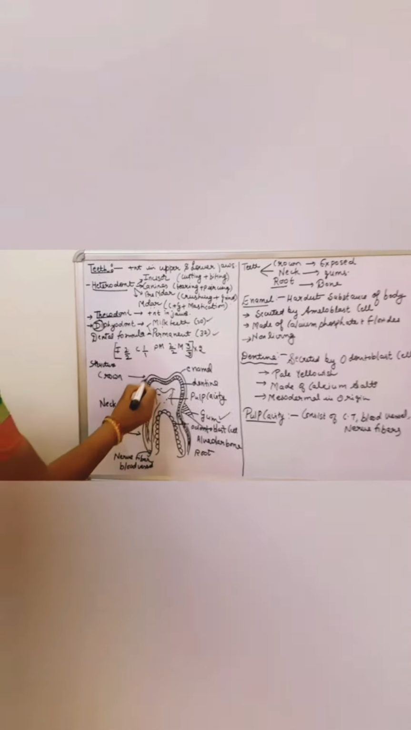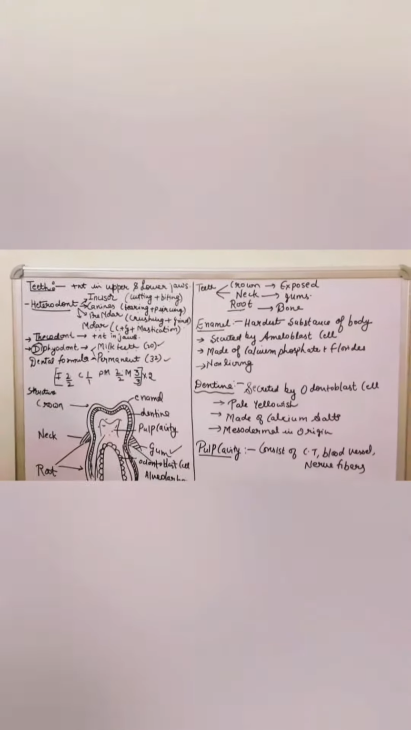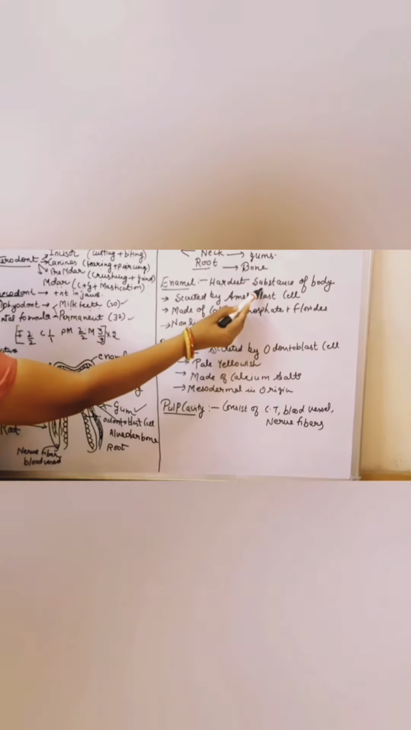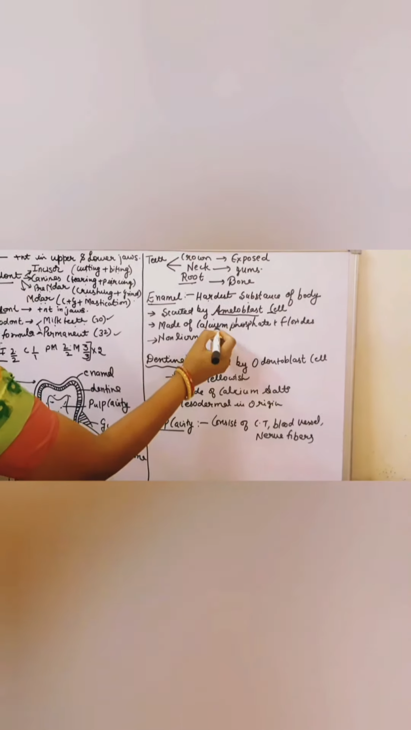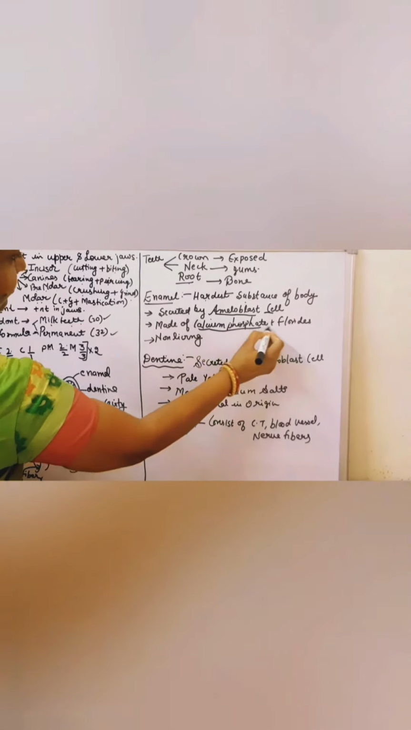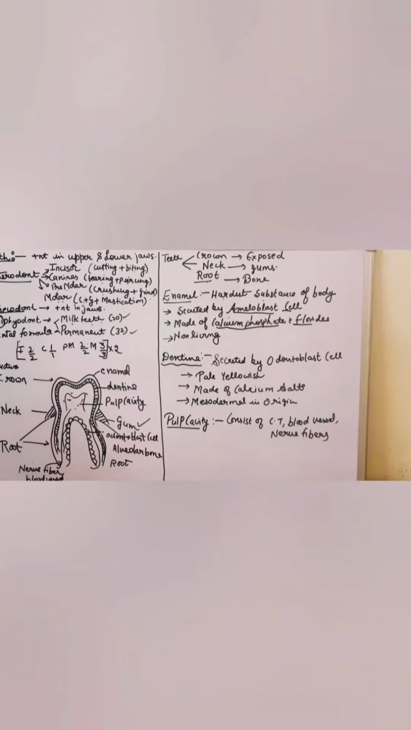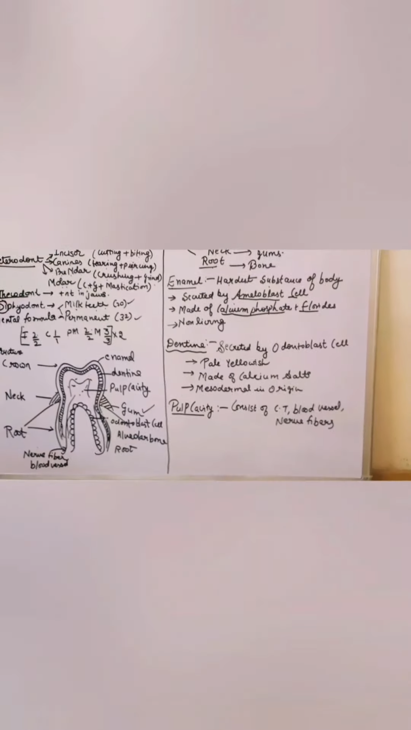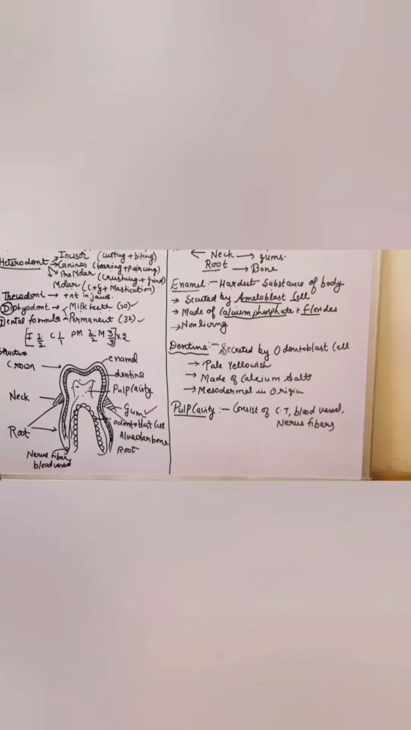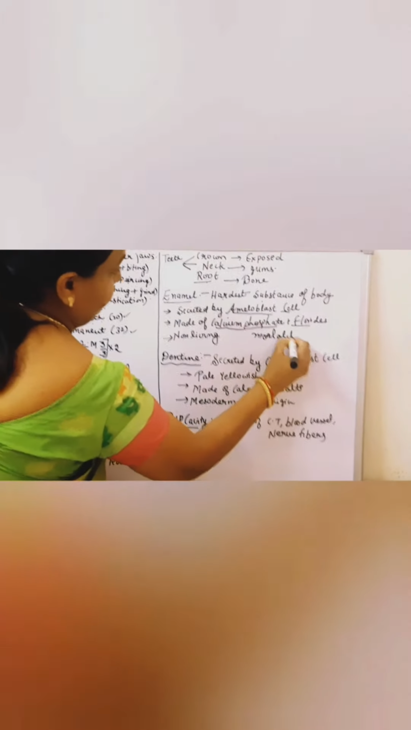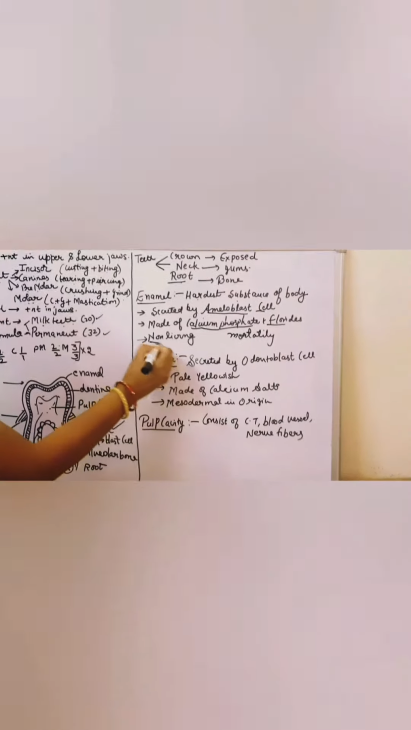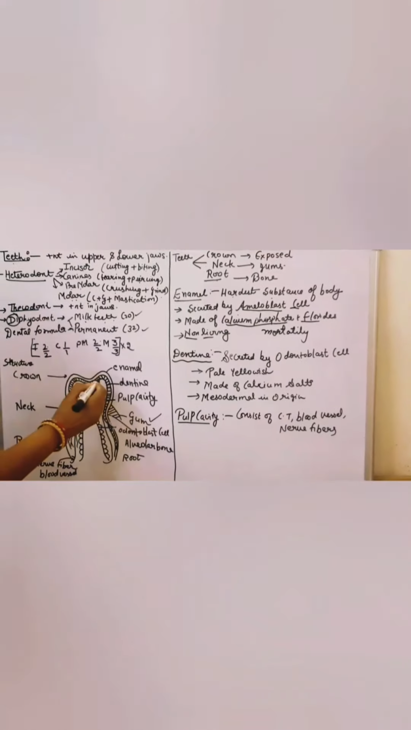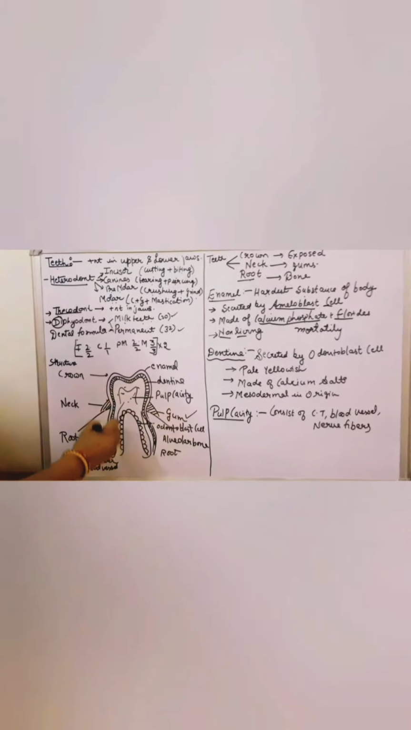The outermost layer of the teeth is enamel. Enamel is the hardest substance found in the body. It is secreted by ameloblast cells, and the enamel layer is made up of calcium phosphate and fluoride. Fluoride is essential for the development of teeth, but if it is present in excess, it becomes a cause for mottling of teeth. So it should be present in an appropriate amount. This layer is non-living.